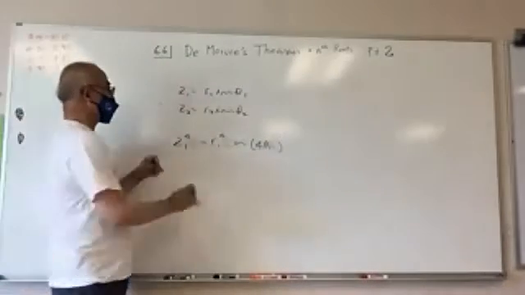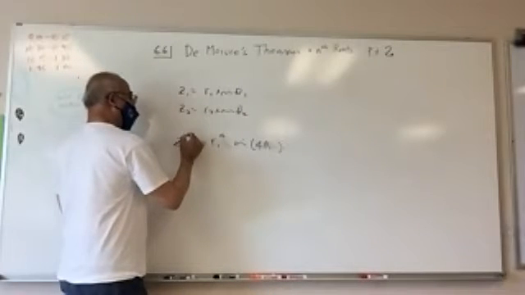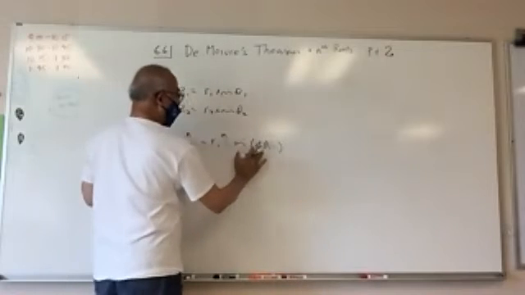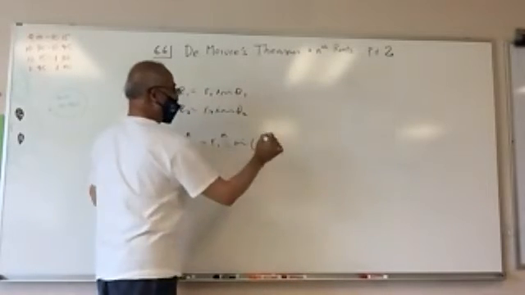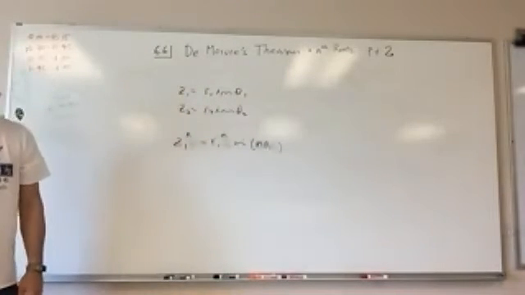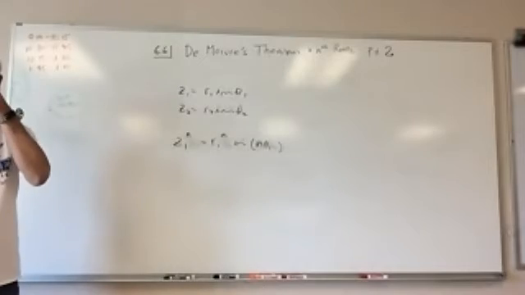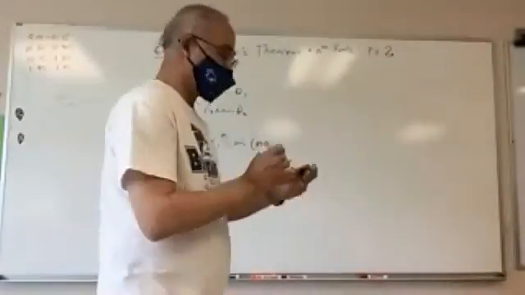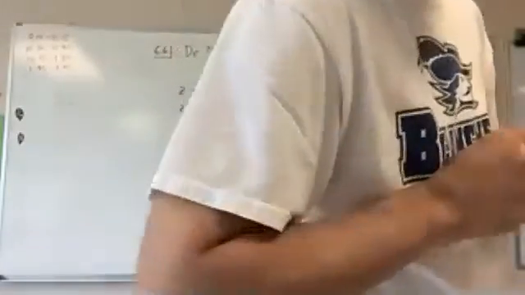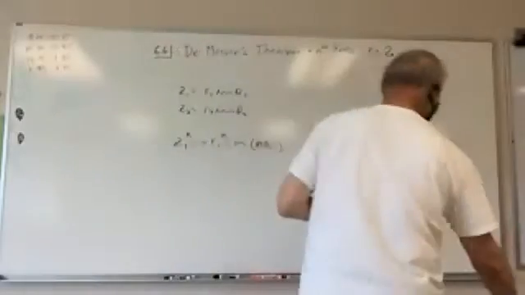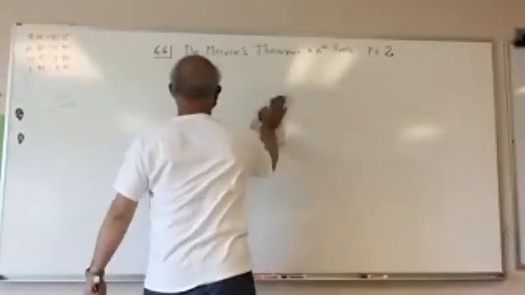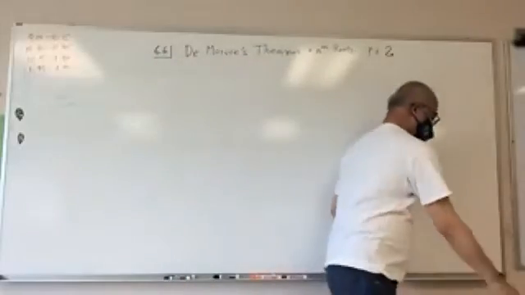So DeMoivre's theorem really is Z to the nth power is R to the nth power times cosine n theta 1 plus I sine n theta 1. Okay, so that is DeMoivre's theorem. Top of page 507, there's a blue box that indicates that. Go ahead and read that and see if that makes sense to you. So, let's see if we can actually use this.